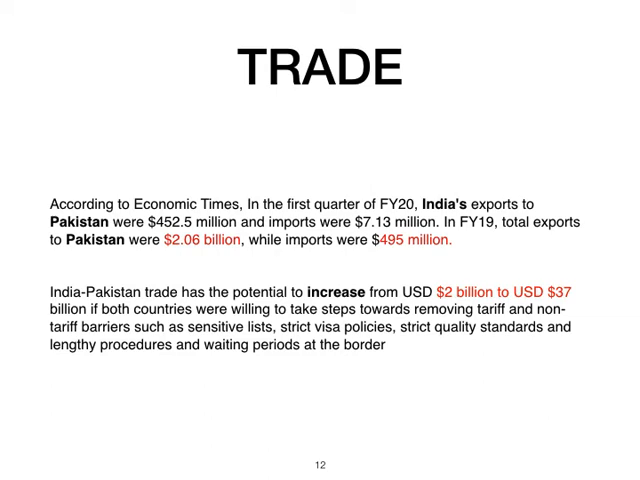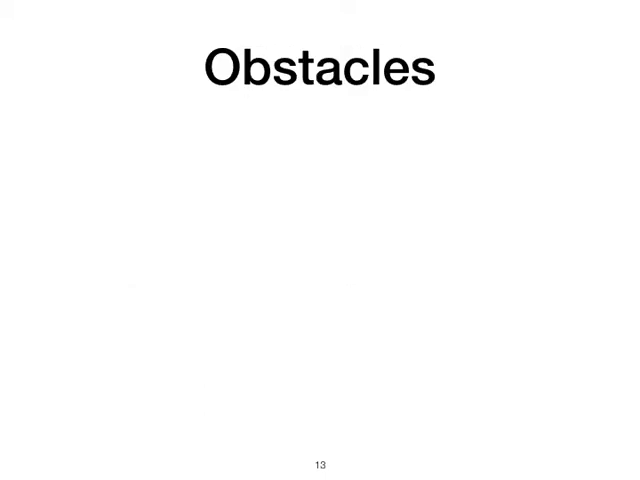And similarly, there are a lot of obstacles, and obviously we have talked about these obstacles. These obstacles are that both sides consider both tariff and non-tariff barriers, including, but not limited to, quality standards and the sensitive list, goods on which no tariff concessions are granted.